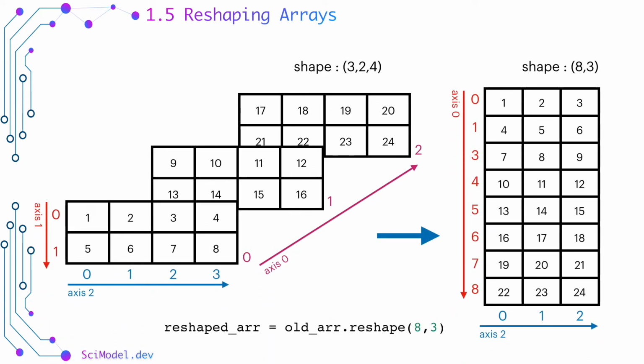Now, what if we want to downgrade the dimensionality of an array from a three-dimensional array into a two-dimensional array? In this example, we are reshaping a 3 by 2 by 4 array into an 8 by 3 array. As explained earlier, elements are reshaped in row major order, left to right, top to bottom, starting from index 0 at the 0 axis up to the last index at the 0 axis. Look at this animation to see how it works.